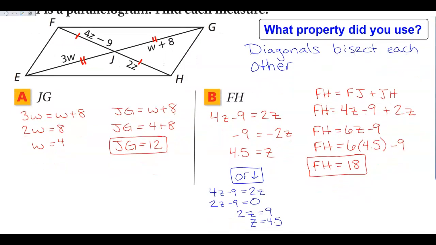All right, so go ahead and check your work, and you should be using the fact that diagonals bisect each other in order to solve this problem. So we set over here for JG. JG is part of this diagonal, so we're looking at our W's. So we're setting 3W equal to W plus 8. And then for FH, we're setting 4Z minus 9 equal to 2Z. All right. So a couple of different ways to solve it. So go ahead and check your work.